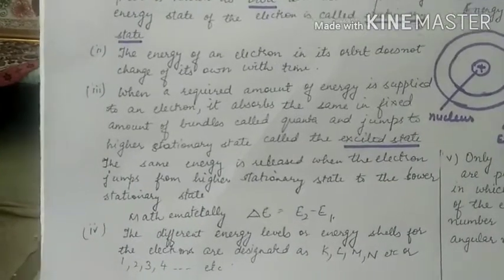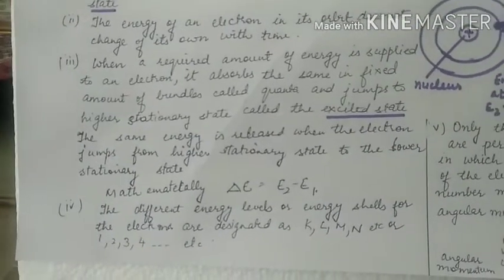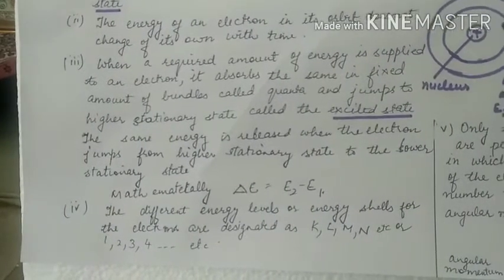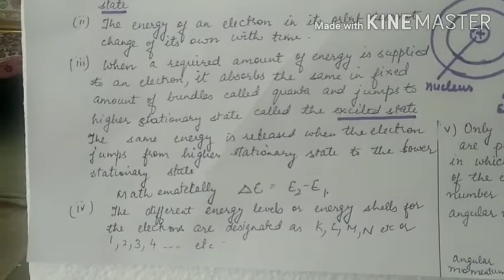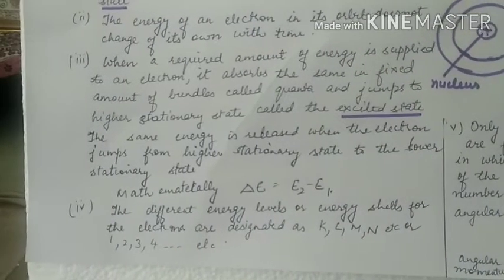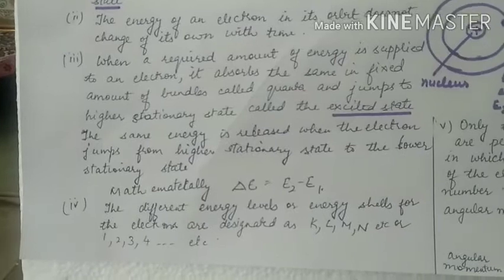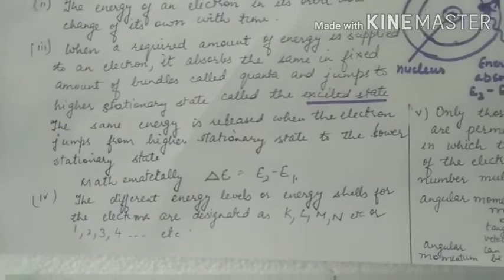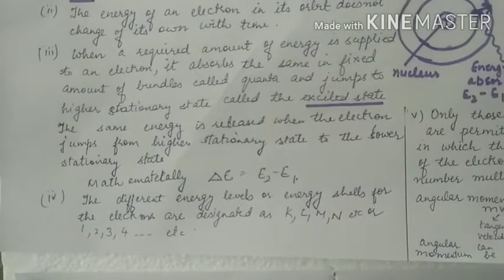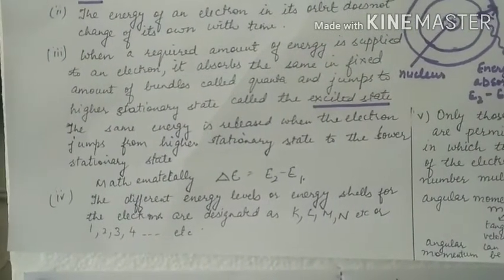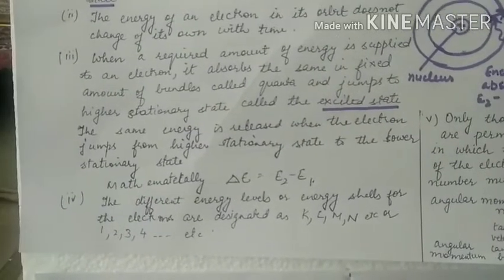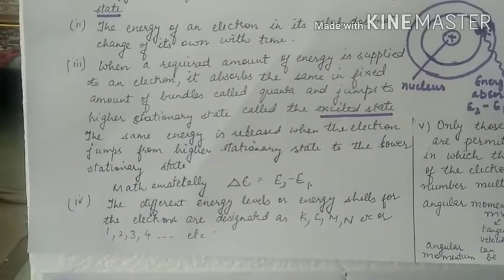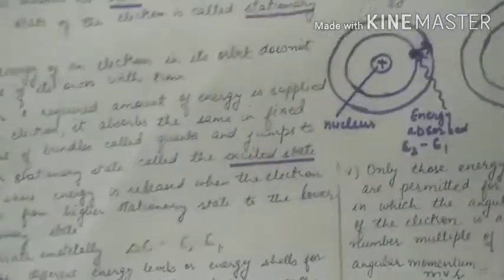It remains the same. When a required amount of energy is supplied to an electron, it absorbs the same in fixed amount of bundles called quanta and jumps to a higher energy state called the excited state. The same energy is released when the electron jumps from a higher stationary state to a lower stationary state, and mathematically the change in energy when it jumps from higher to lower is E2 minus E1.